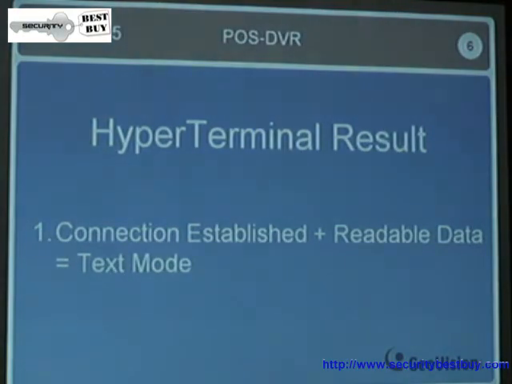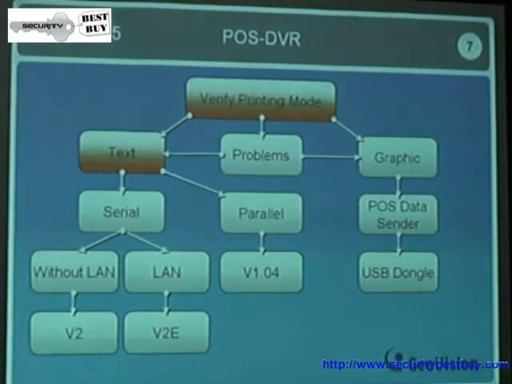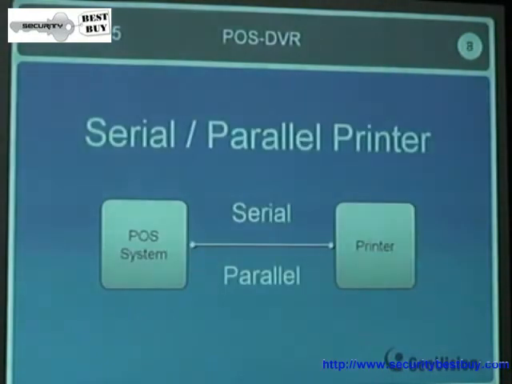So now we assume we have a text mode POS here. What's the next step? Now we need to see what kind of printer port is used by your POS system. Some of the POS systems may have serial printers. Some of them might have parallel printers. So you need to find out what kind of printer your POS system uses first.